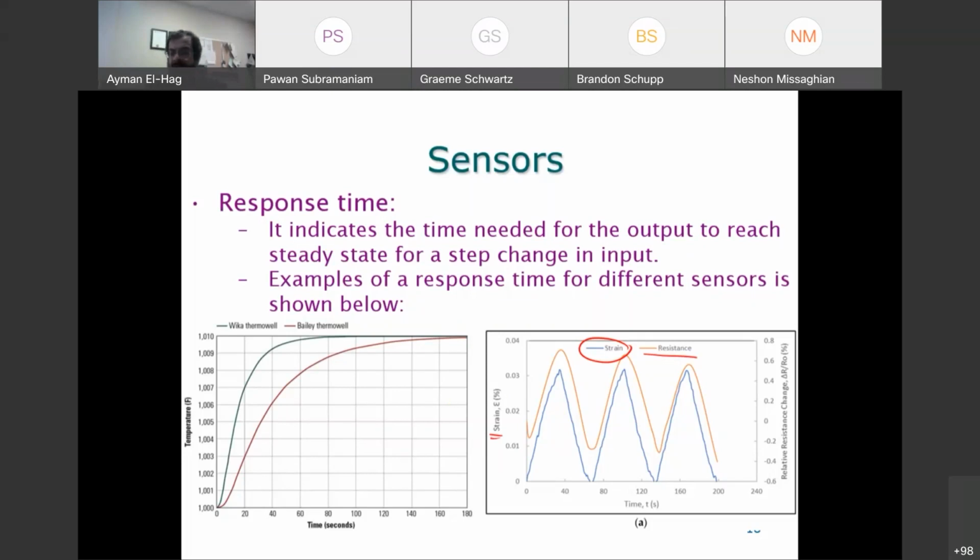So this could be like a strain gauge. Okay, so you can see here the sensor is following the change that is happening in the strain. So sensor response time, something very important. And when you do your experiments, there's something very, very important you have to watch. You have to wait to give the sensor some time until its value settles.